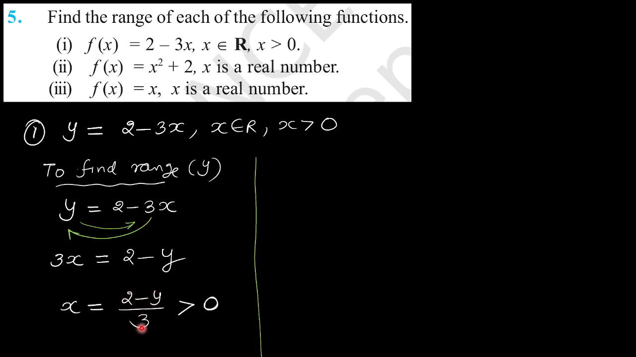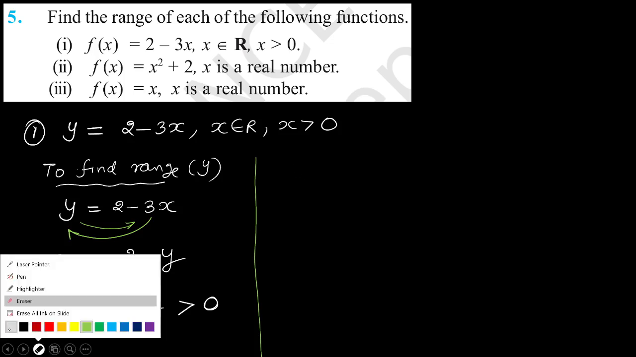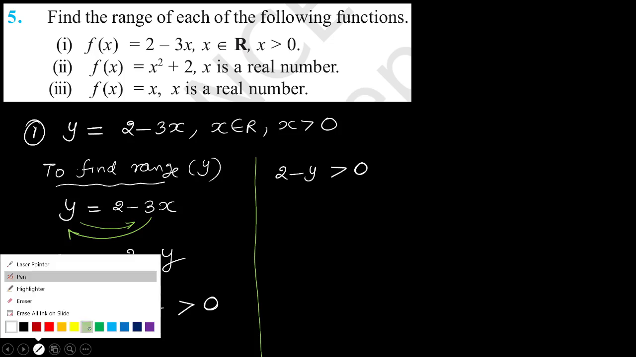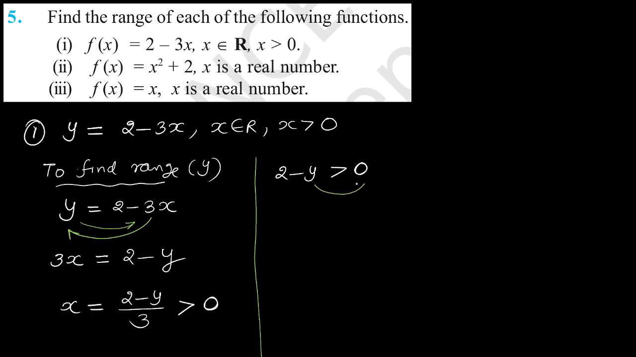A negative number divided by 3 will not be greater than 0. So this suggests that 2 minus y must be positive. This says that the numerator must be positive, and then only this entire expression is positive. I want y, right? I can solve this inequality. Transferring one term to the other side does not affect the inequality. So minus y is transferred to the other side. So 2 greater than y.